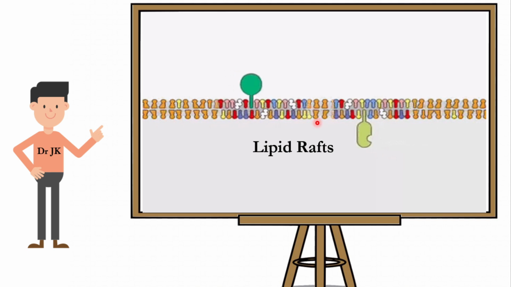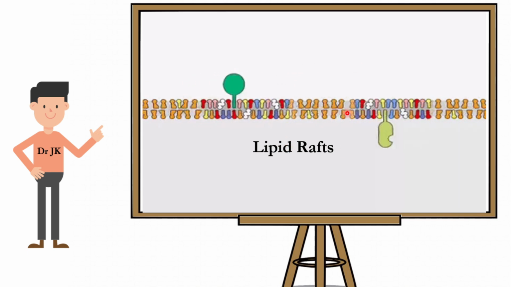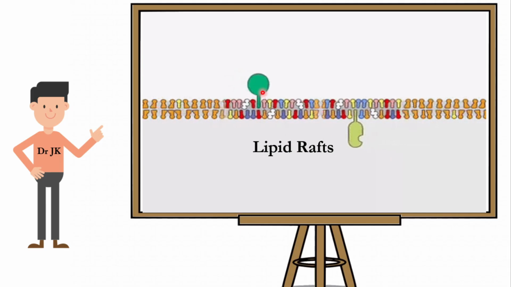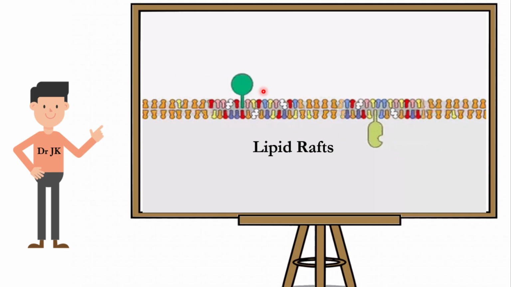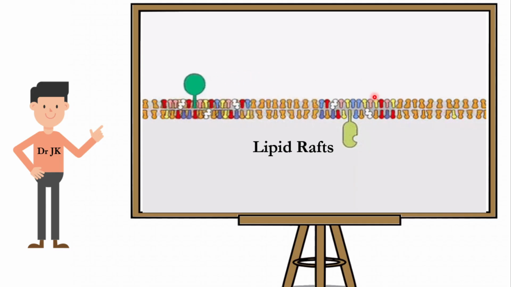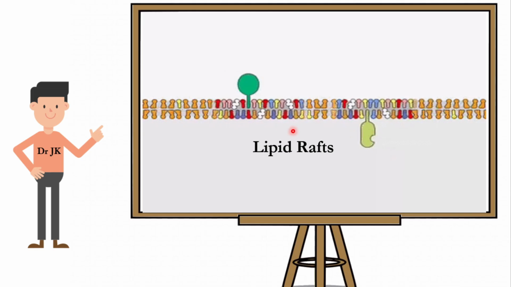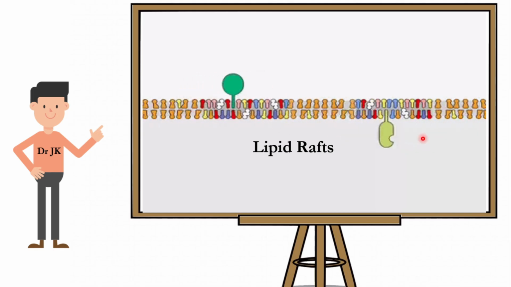Because it is a little tight, to allow particles to come into or go out of the cell, there are special proteins that are present here. Please note that proteins are not only present in the lipid rafts, but they are majorly present in the lipid rafts. The major proteins here are signaling proteins.